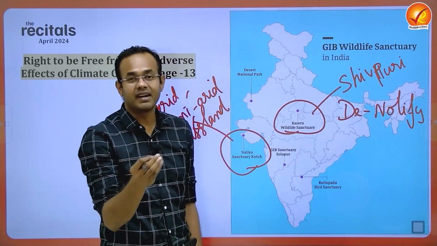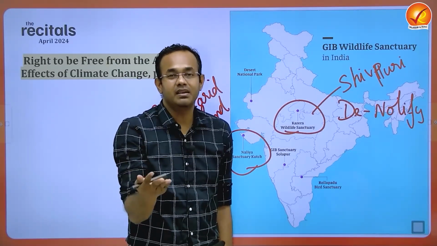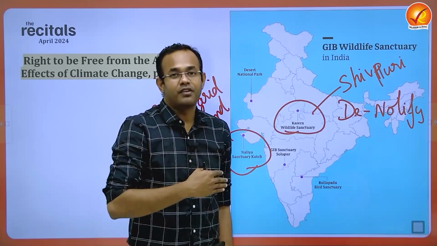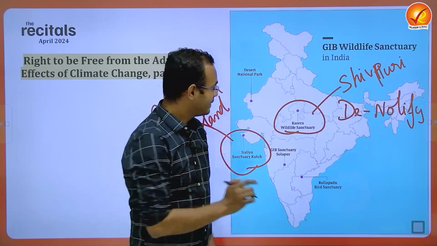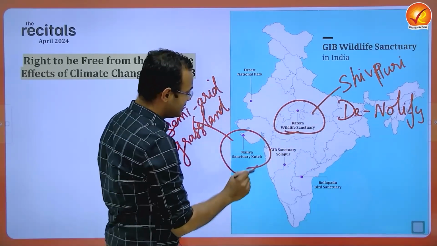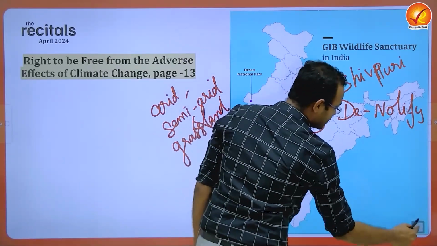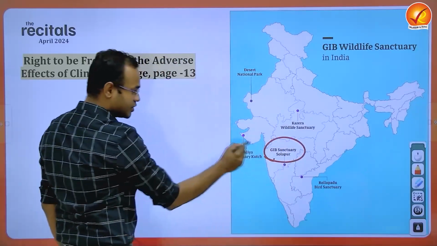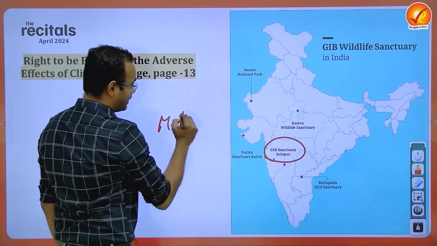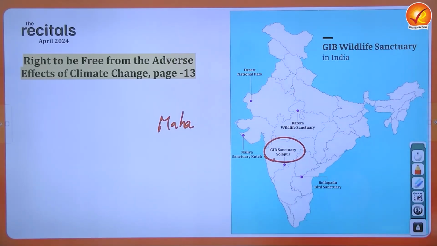the areas where Great Indian Bustard habitat is not present, so that the conflict between the revenue and the forest protection laws will be addressed. So this has been under discussion. Similarly, we have one more wildlife sanctuary called the Great Indian Bustard Wildlife Sanctuary in Sholapur, Maharashtra, which is also called the Pandit Jawaharlal Nehru Great Indian Bustard Wildlife Sanctuary.